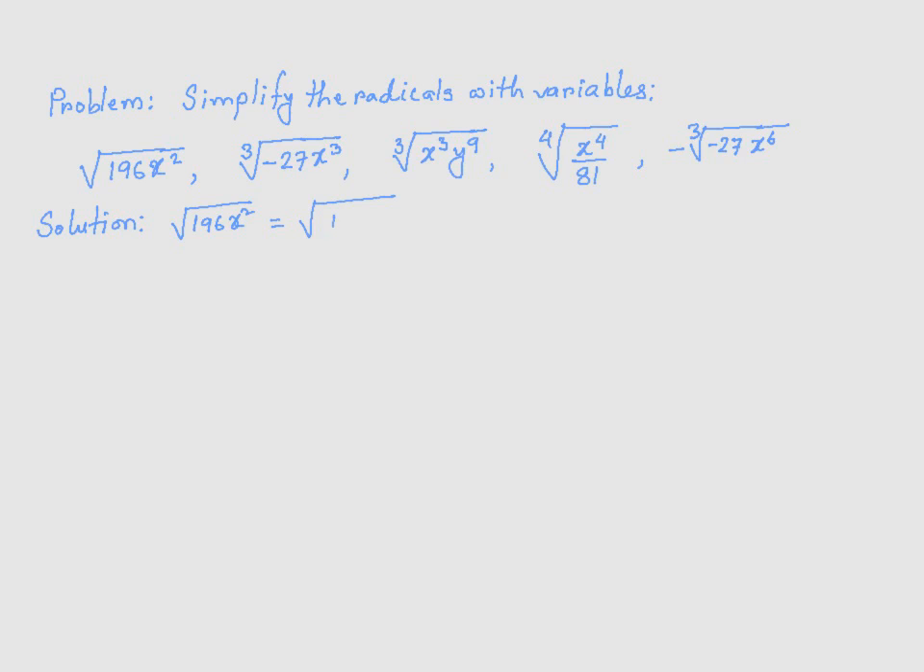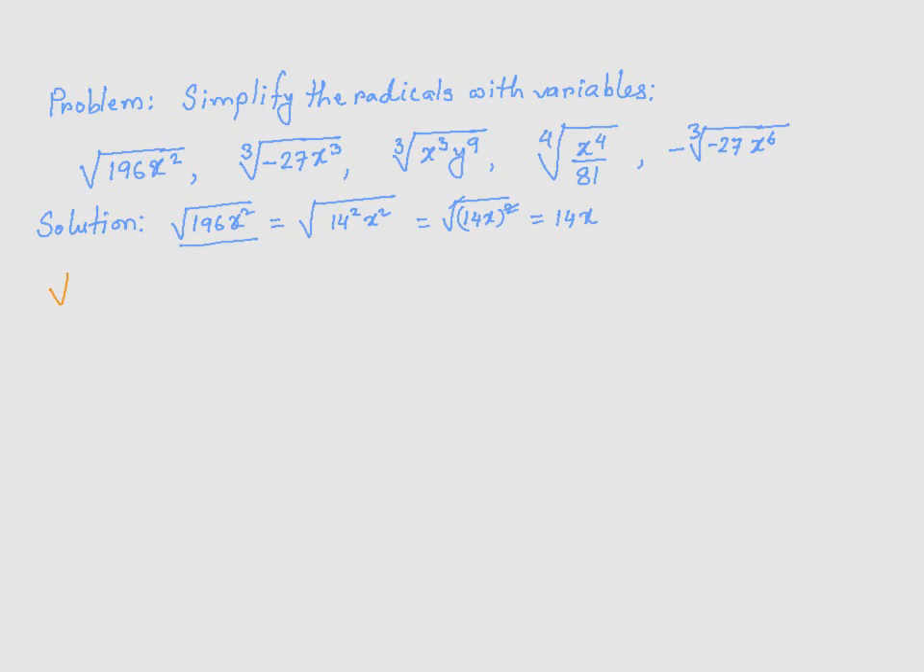Now please keep in mind 14 squared is 196. So I'm going to rewrite 196 as 14 squared, then x squared, which I could rewrite as 14x whole squared. Now this square and square root are going to cancel. That's going to give you 14x. So square root of 196x squared is 14x.